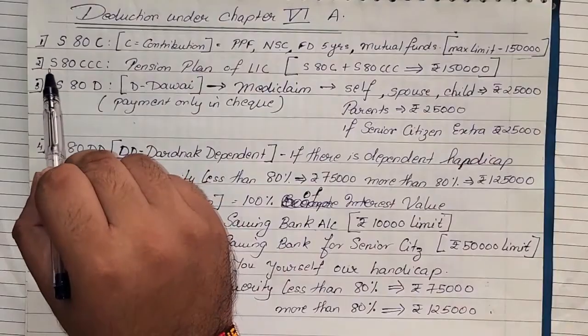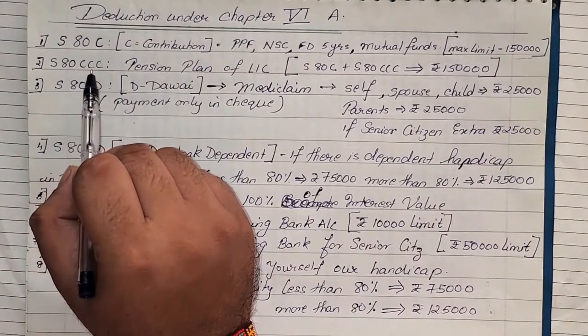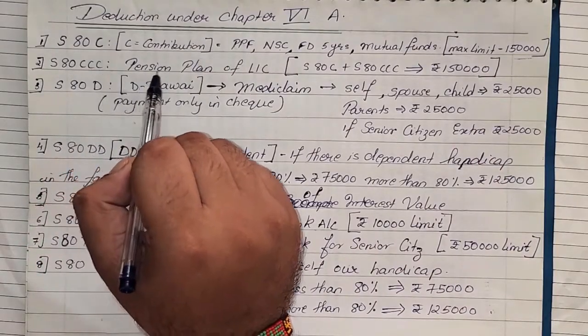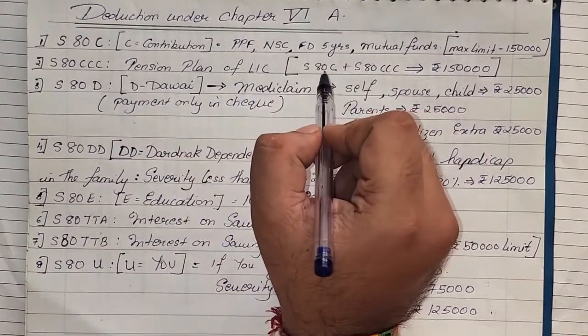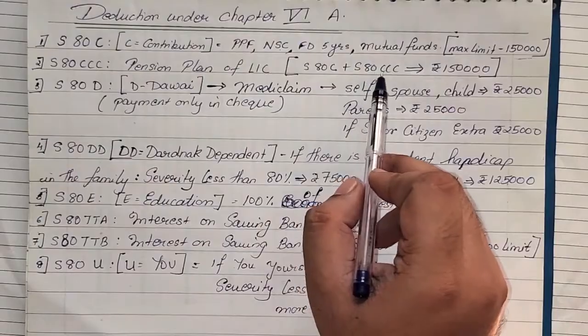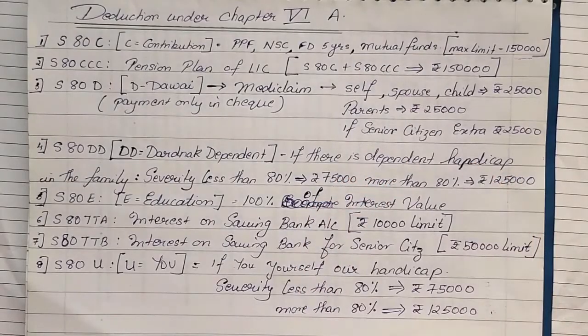The second is Section 80CCC. Under 80CCC only one thing will be there, that is the pension plan of LIC. Now remember, Section 80C plus 80CCC together should be 1,50,000. You cannot ask for an amount more than 1,50,000. The total deduction that can be asked under 80C and 80CCC together or individually is also 1,50,000.